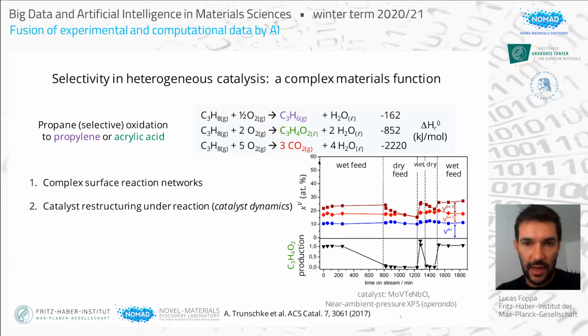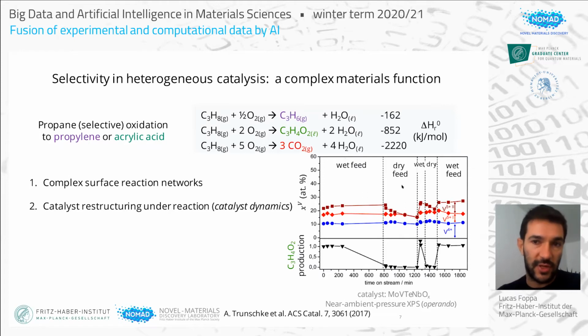And here in this graph, we have the amount of surface vanadium on this catalyst as a function of time on stream. And on the bottom here, we have the CO2, the acrylic acid production. So at the same time, we know the surface composition of this catalyst, we measure the production of this molecule. And here we see that depending on the feed that we apply, so the feed can be wet, so it contains water, or dry, we have a different composition on the surface. And specifically when we have steam in the feed, we have a higher amount of vanadium on the surface, and we produce this molecule of interest, this acrylic acid.